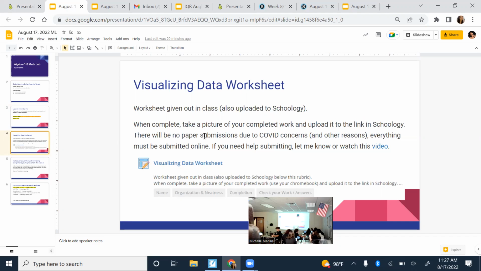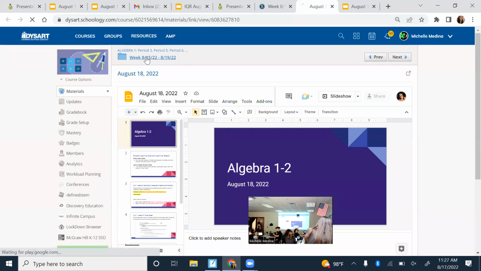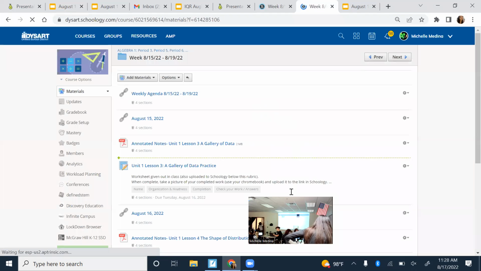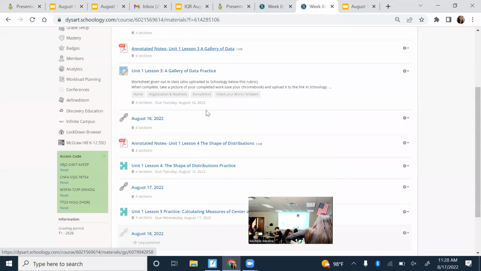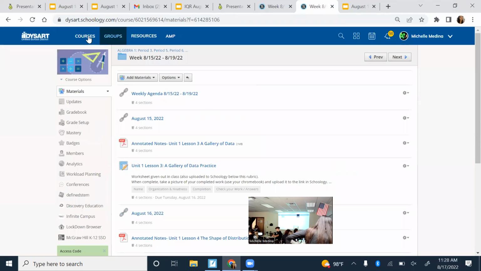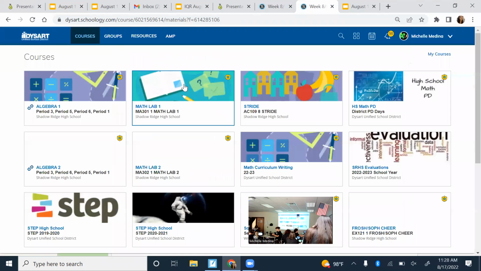Again, like I mentioned, they're kind of limiting our printing capabilities. So I put it into Schoology. And I will provide you something that I had from a previous class to put your work. But you'll have to do the work from the Chromebook screen. All right, so in this week's folder, if you look at today's date, make sure you're in the math lab course.